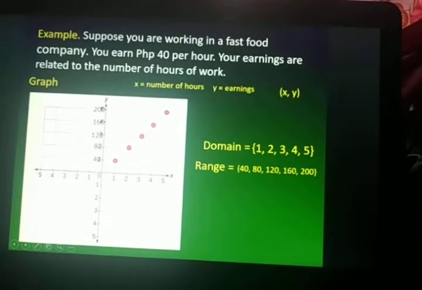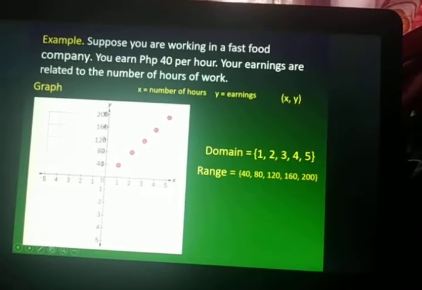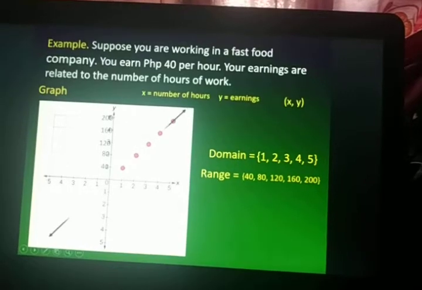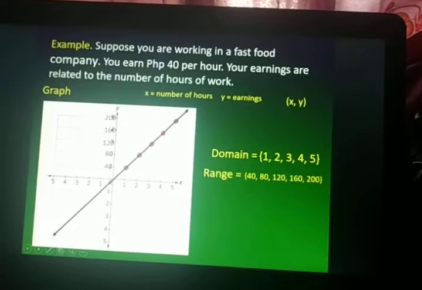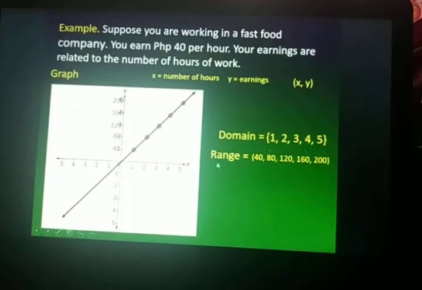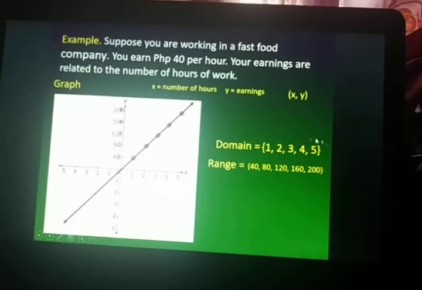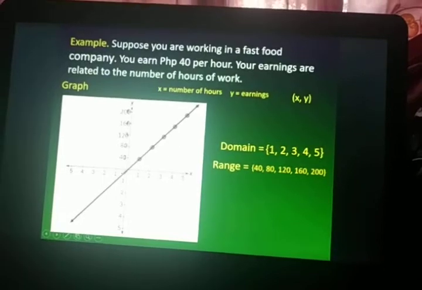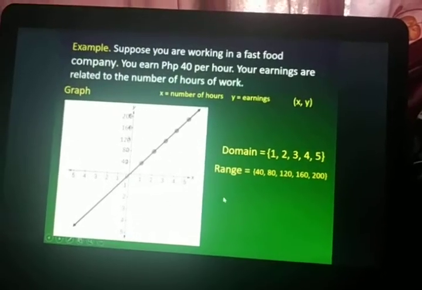Then we will connect them using your ruler. It will produce a straight line. See? A straight line. Okay, if you can notice, there is no repetition in the domain, and so the line looks like this. Okay, that's your graph.